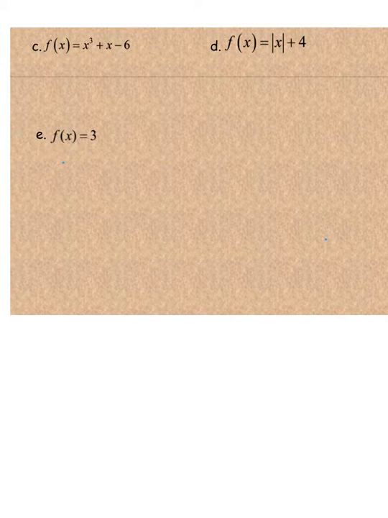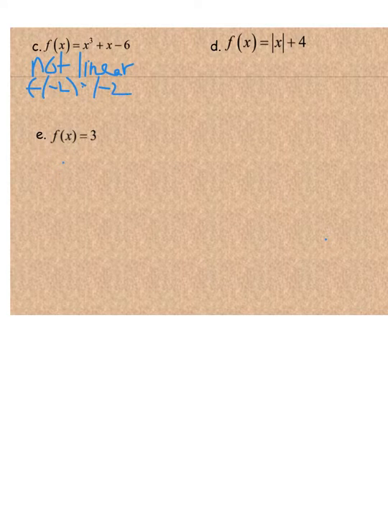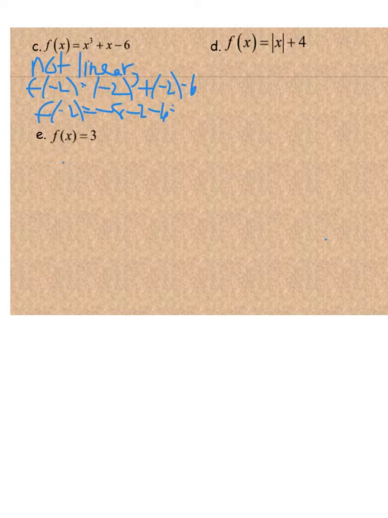Here we have f of x equals x cubed plus x minus 6. This is not linear. We have a cube exponent. If I evaluate this function, if x is equal to -2, we're going to have -2 cubed plus -2 minus 6. And this will give us -8 minus 2 minus 6, which will give us -16.